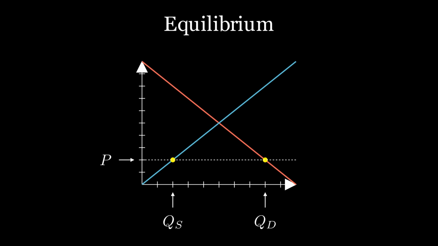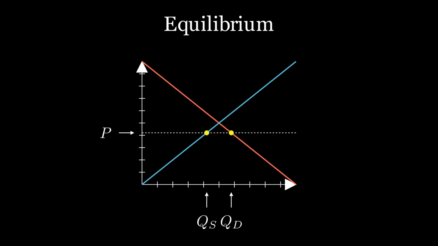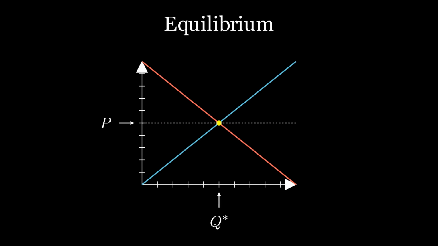This shortage puts upward pressure on the price as consumers compete to purchase the limited supply. As prices rise, the quantity supplied increases and the quantity demanded decreases, again moving the market back to the equilibrium point.